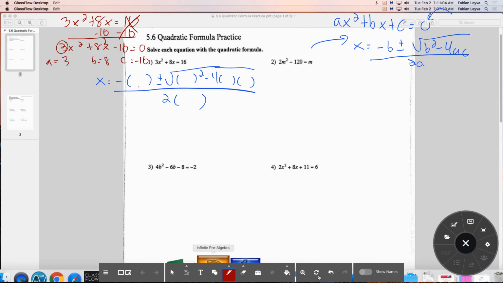So this is supposed to be a negative b. Your b again is a positive 8. Plus or minus b squared, which is an 8, minus 4 times a, which is a 3, and your c, which is a negative 16, all divided by 2 times a, which is a 3.